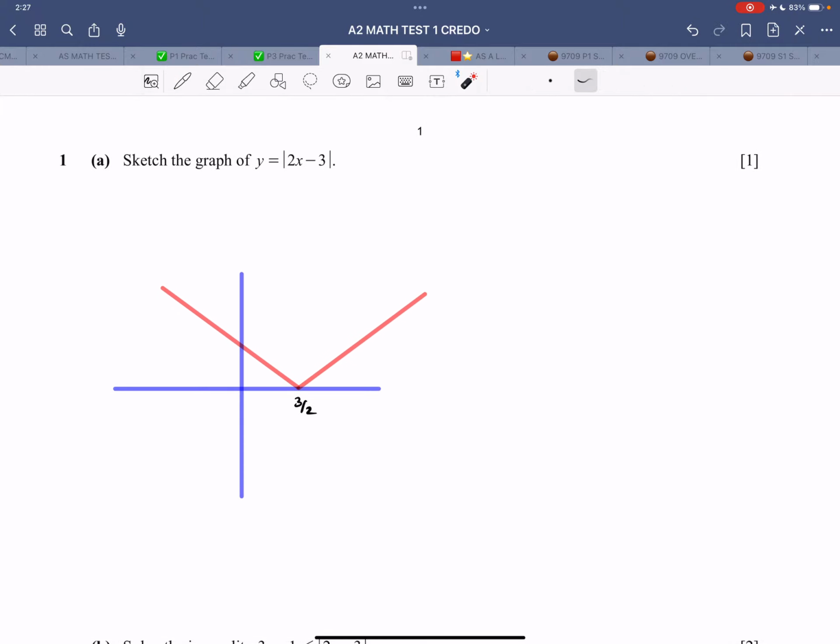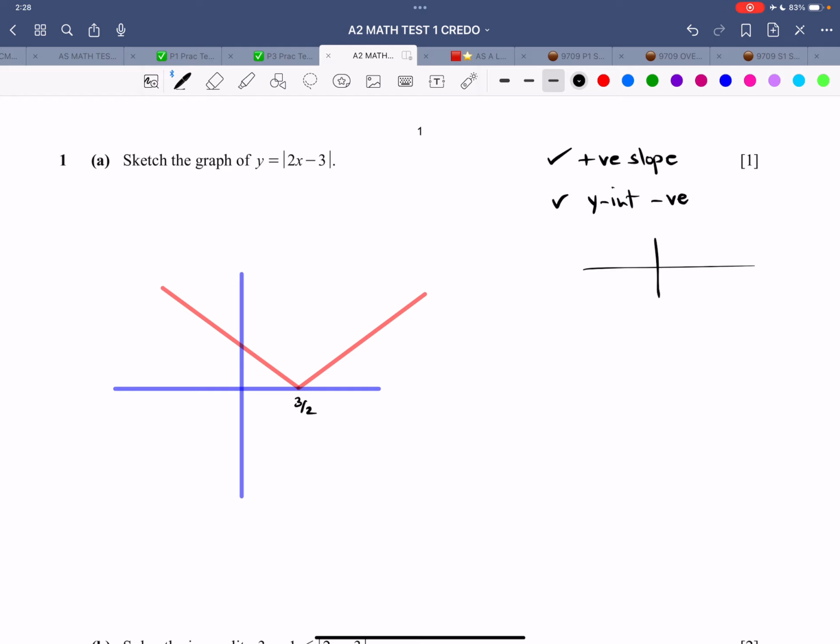That is, sketch the graph of modulus 2x minus 3. So what I need to do is this thing. I know that this has a positive slope. That is one thing. And the second thing, the y-intercept is negative. So I can just draw a rough sketch for myself, something like this. And it's going like this. And this is negative 3.